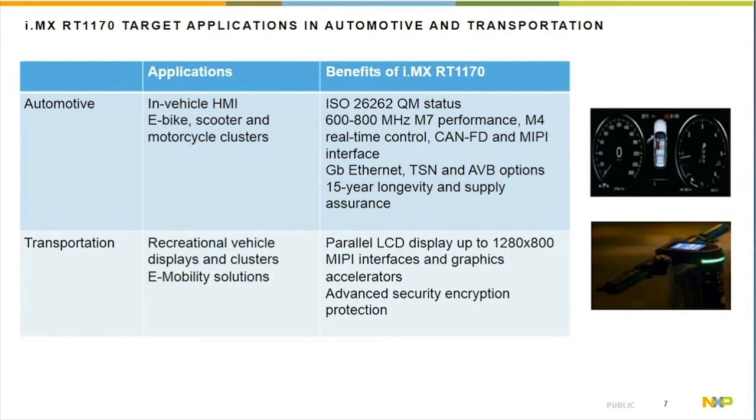I mentioned before that there is a slight degrade in the max frequencies, but for the automotive qualified parts in this family, it's going to range from 600 to 800 megahertz, depending on what you enable and for max performance. The M4 core is still going to run at that 400 megahertz. For connectivity, we have CAN FD, or flexible data rate CAN.